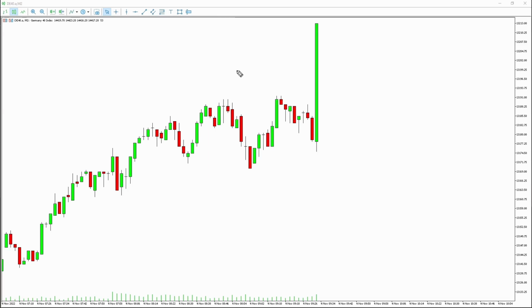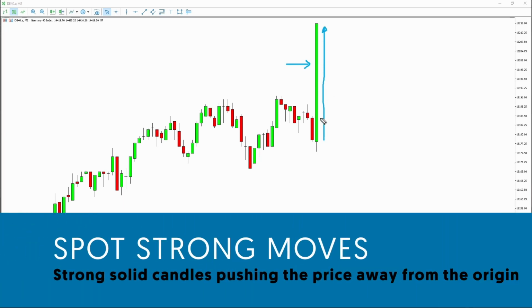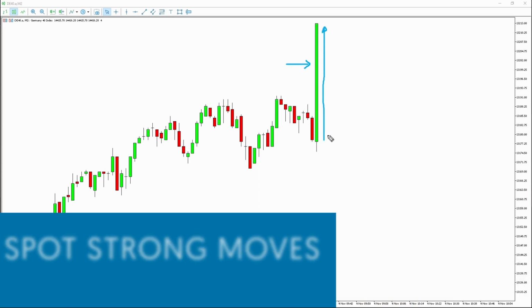So let's start with an extreme example. Do you guys see this big green candle here that took the price vertical very far away from its origin? These are the type of moves that we want to see, that we want to spot.